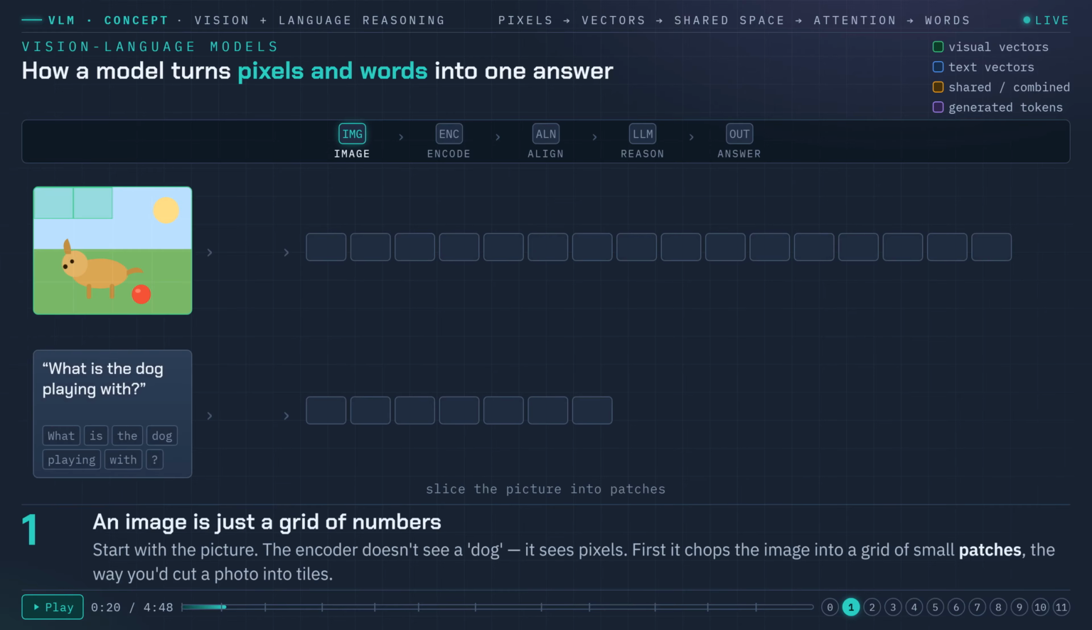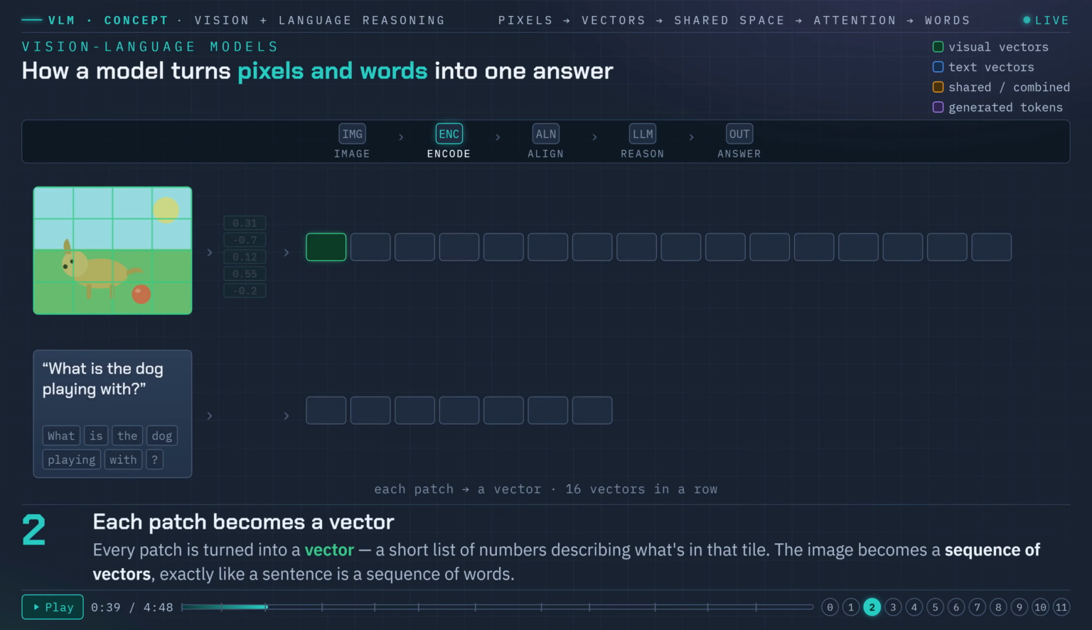Start with a picture. The encoder doesn't see a dog, it sees pixels. So first, it slices the image into a grid of small patches, the way you might cut a photo into tiles. Each patch is then turned into a vector, a short list of numbers that captures what's in that tile. Do this for every patch, and the whole image becomes a sequence of vectors. That's the key idea: an image rewritten as a sequence, exactly like a sentence is a sequence of words.